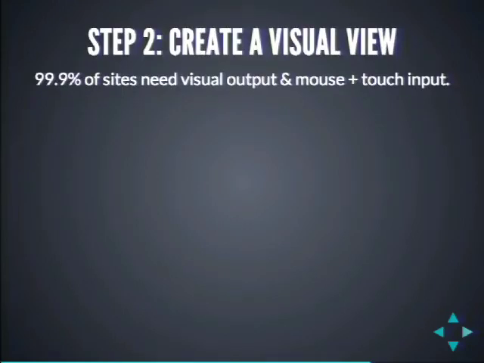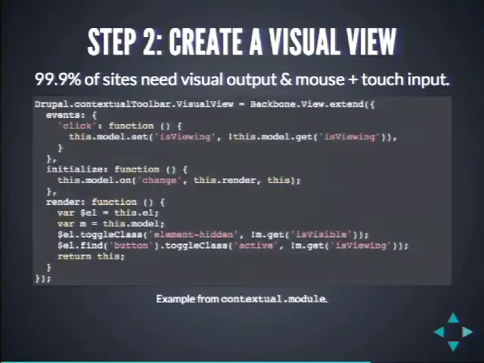Step two, we create what we call a visual view. And this particular view deals with three modalities: visual output, mouse input, and touch input. And it looks something like this. The Backbone view receives a DOM element, the edit mode toggle itself. And the first thing we do is bind a click event handler. And this handles both the mouse, of course, a mouse can click, but a touch device also emulates the click event. So this covers both mouse and touch inputs. And it does a very simple thing.